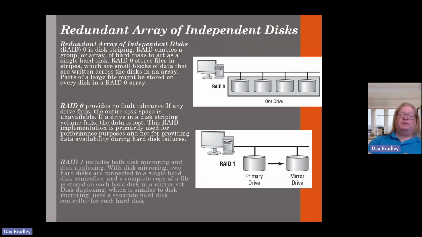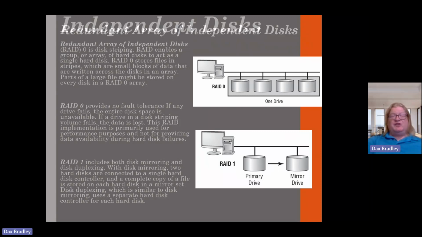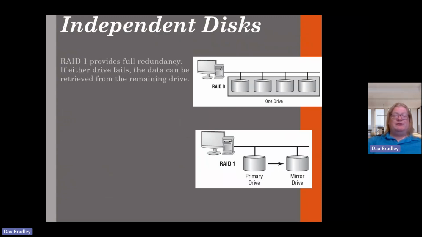RAID 1 includes both disk mirroring and disk duplexing. With disk mirroring, both of the disks are connected to a hard disk controller, and a complete copy of the file is stored on each disk. That way, when a disk fails, you still have a backup copy on the other. Disk duplexing, which is similar to disk mirroring, uses a separate hard disk controller for each hard disk. RAID 1 provides full redundancy, and if either drive fails, the data can be retrieved from the remaining drive.